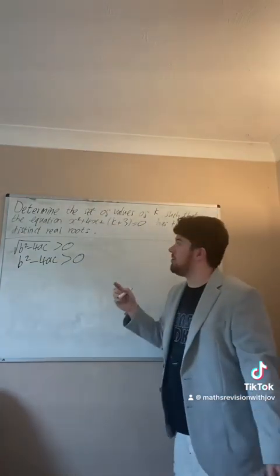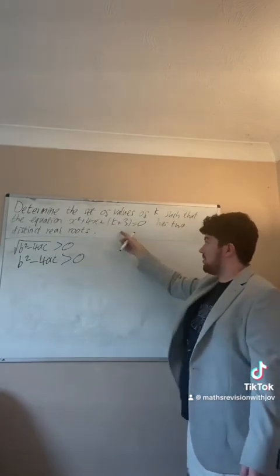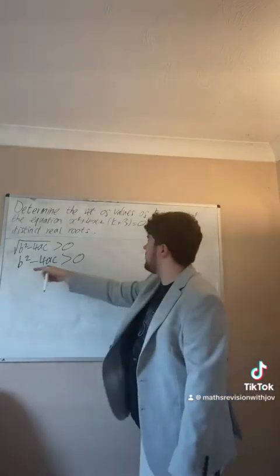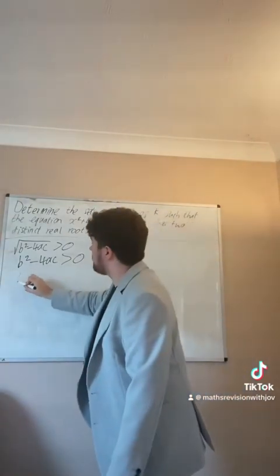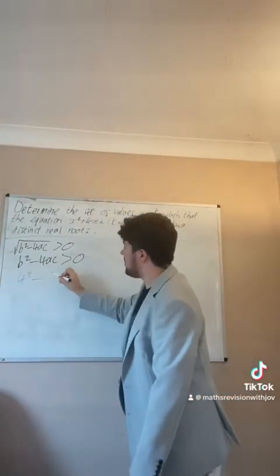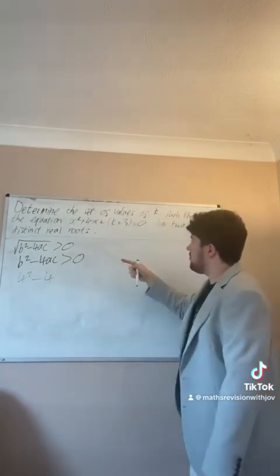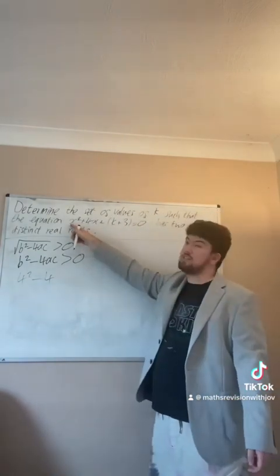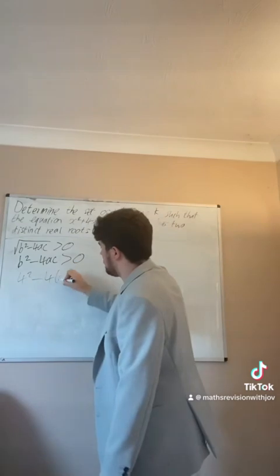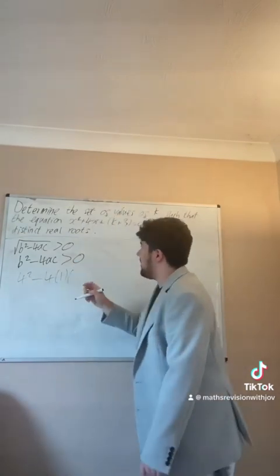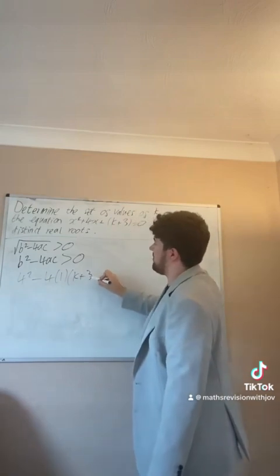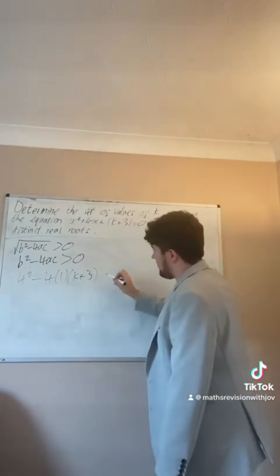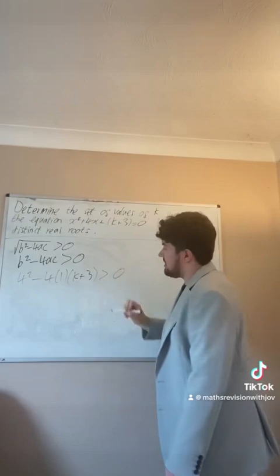But now we can go and substitute our numbers in from the question. So we get b squared, well b is just 4, there's 4 over here in front of the x. So 4 squared minus 4 times, well a is just what's in front of the x squared, so 1. So 4 times 1. And then c is this k plus 3 over here, which is our constant term. There are no x's involved there. And this is going to be all greater than 0.